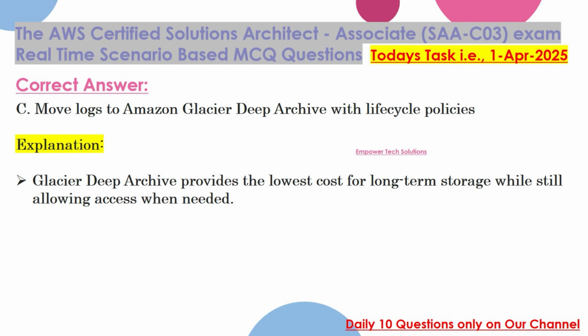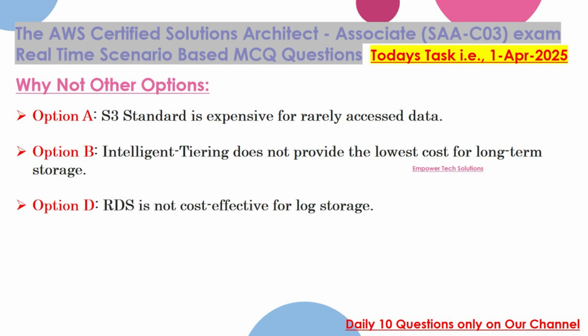Explanation: Glacier Deep Archive provides the lowest cost for long-term storage while still allowing access when needed. Why not other options? Option A, S3 Standard is expensive for rarely accessed data. Option B, Intelligent-Tiering does not provide the lowest cost for long-term storage. Option D, RDS is not cost-effective for log storage.